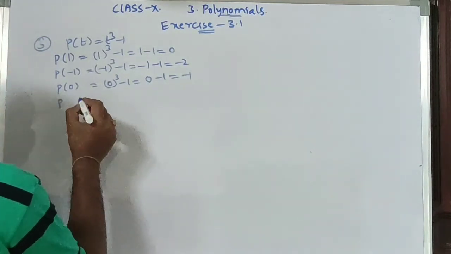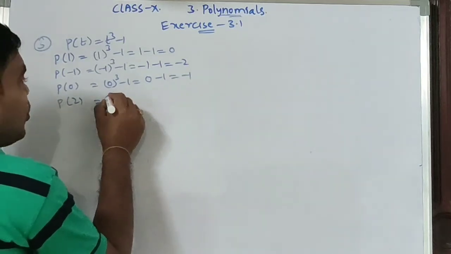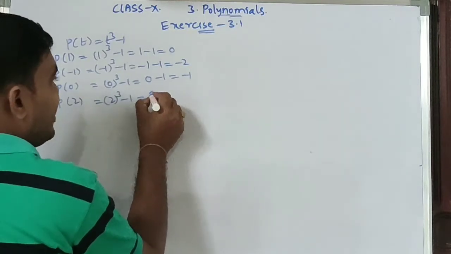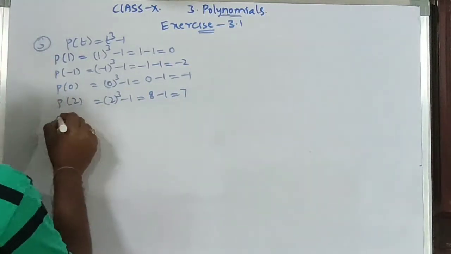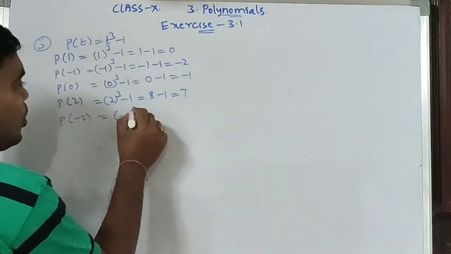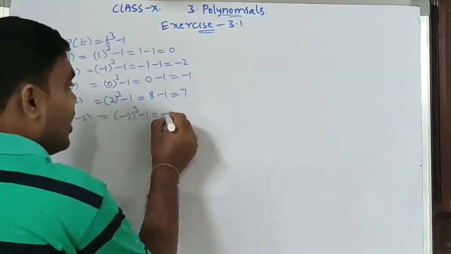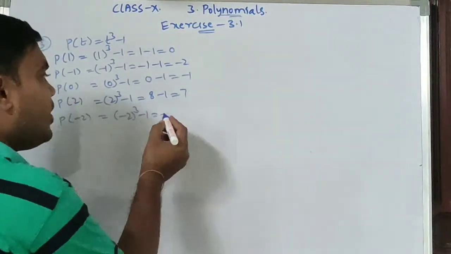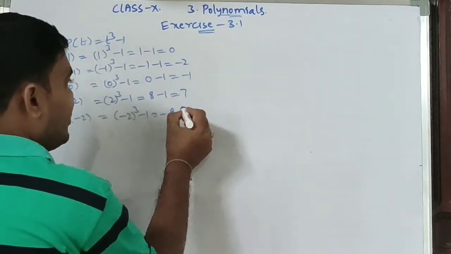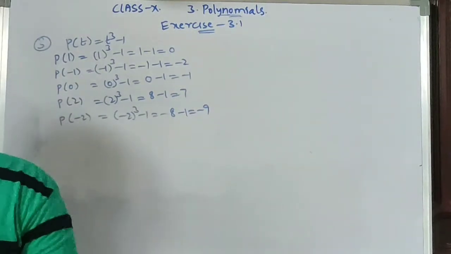P of 2. 2 cube minus 1. 2 cube equal to 2 into 2 into 2, 8 minus 1 equal to 7. P of minus 2. Minus 2 whole cube minus 1. Minus cube, minus into minus into minus: minus into minus is plus, plus into minus is minus. 2 cube, 2 into 2, 4 into 2, 8, minus 8 minus 1 is minus 9. So these are the values.